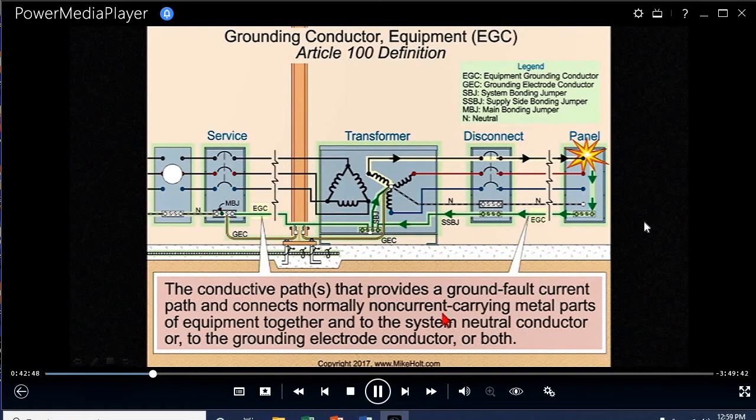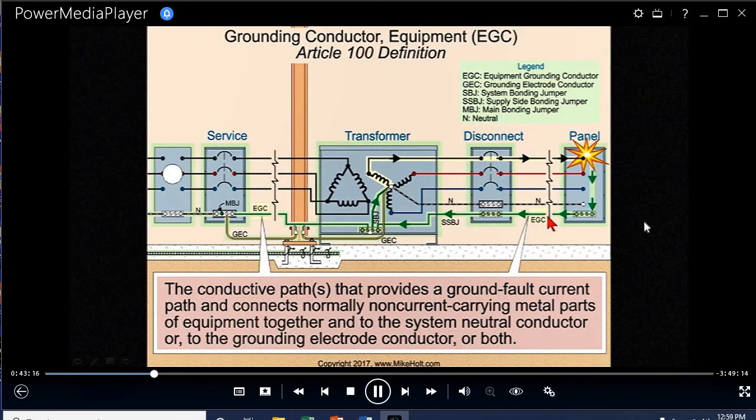And to the system neutral conductor. And all this gets connected here. And guess what? Connected over to the system neutral conductor or to the grounding electrode or both. I don't even know where you could have an equipment grounding conductor. Well, I don't know how you can get it to the earth, because this equipment grounding conductor connects right here, and then right here, the grounding electrode can get. So yeah, that definition, it can work there.